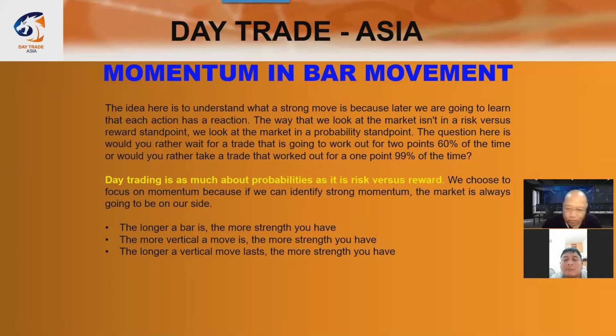So I'm going to ask you two a question. Kylie, the first question is this. Would you rather wait for a trade that's going to be profitable for $100, where you win $100 60% of the time? Or would you rather take a trade that works out for $50 instead of $100, but $50 99% of the time? Which one would you rather trade? The first one that gives you $100 60% of the time, or a trade that gives you only $50 but 99% of the time?